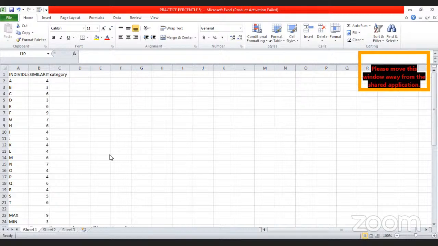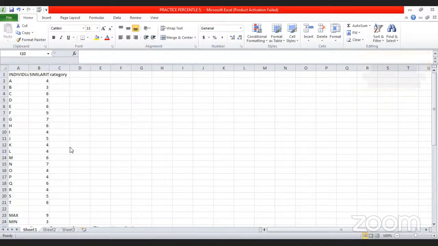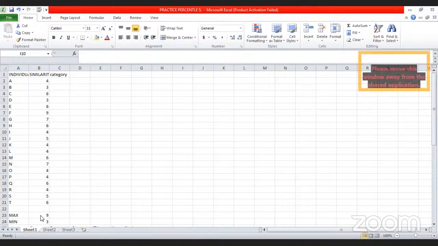Now we will learn how to calculate percentile and percentile rank from the cumulative frequency and from the ogive. For that, we have to find the maximum number and the minimum number here. I have already done it. The maximum is 9 and the minimum is 3. Okay.